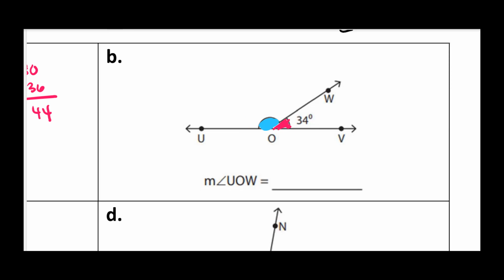And so, if I take 180 degrees and I subtract that 34 degrees, that difference will be 146 degrees. So that measure of angle UOW is going to be 146 degrees.